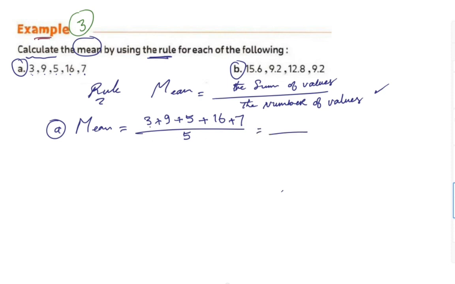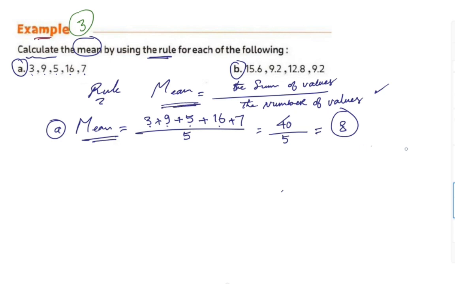Now add: 3 plus 9 equals 12. 12 plus 5 equals 17. 17 plus 16 equals 33. 33 plus 7 equals 40. 40 divided by 5 equals 8. 8 is the mean using the rule.